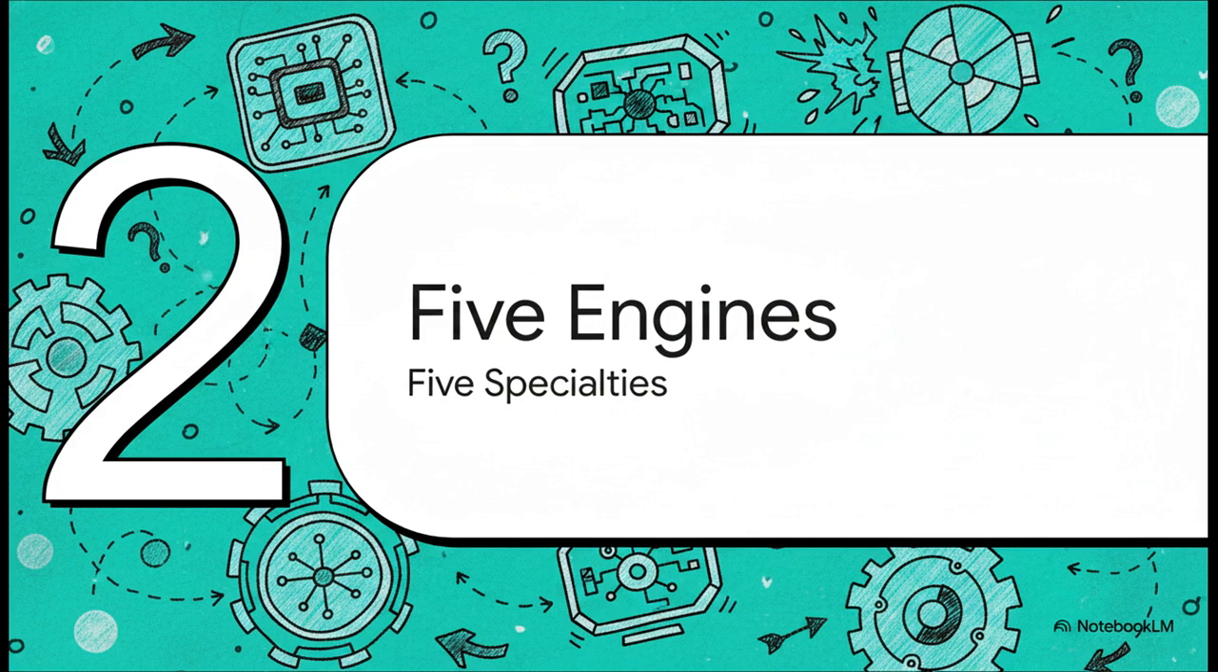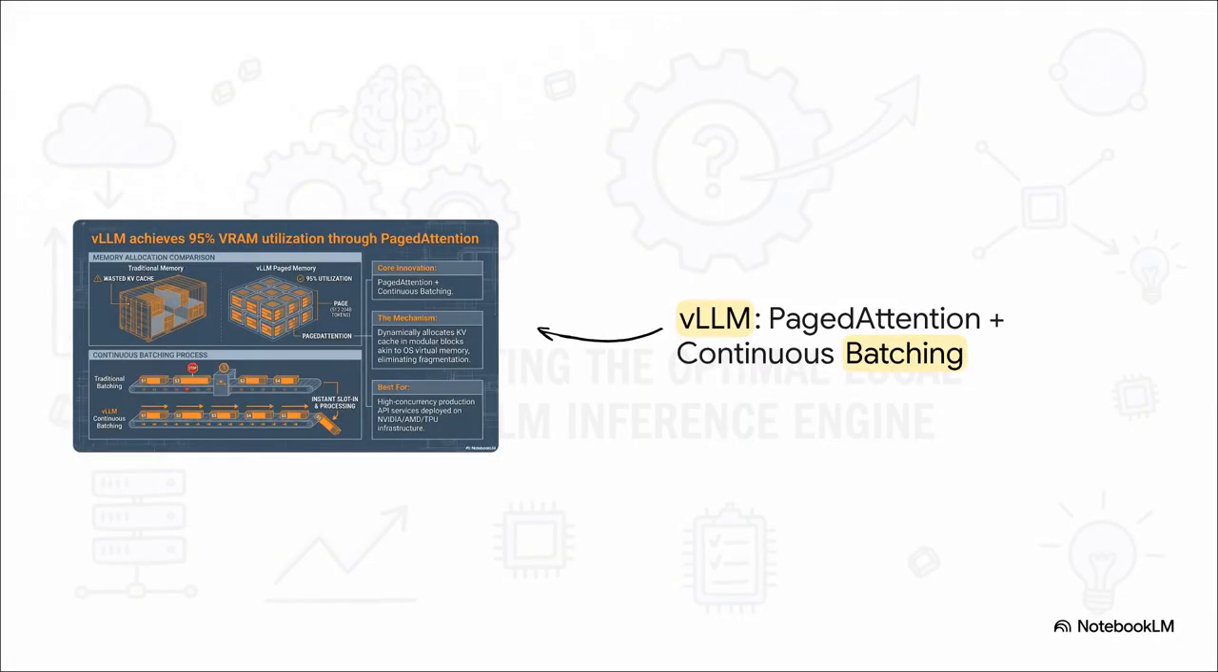Let's look at the actual tools in our arsenal. First up on our rapid-fire tour, we've got vLLM. Now, what's amazing here is how it dynamically allocates KV cache in modular blocks, usually chunks of about 512 to 2048 tokens. This is essentially mimicking an operating system's virtual memory management.